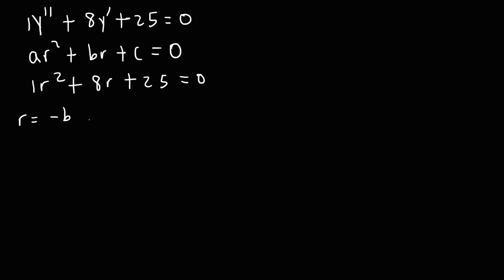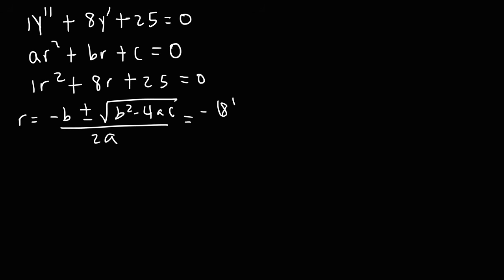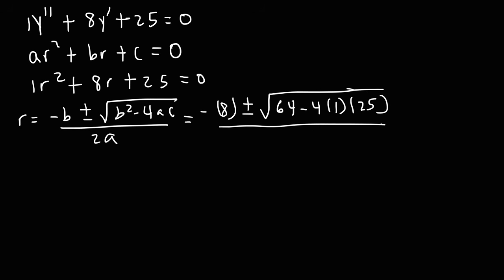So r is going to be negative b plus or minus the square root of b squared minus 4ac divided by 2a. So we said that b is 8. So we have b squared, which is 8 squared or 64, minus 4 times a times c. c is 25. a is 1. Divided by 2a, or 2 times 1, which is 2. So this gives us negative 8 plus or minus. Now, 4 times 25 is 100. And 64 minus 100 will give us negative 36.